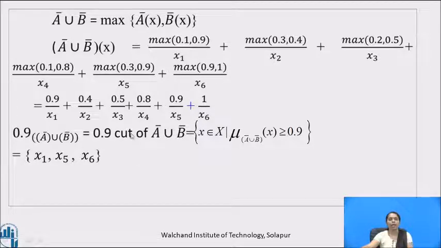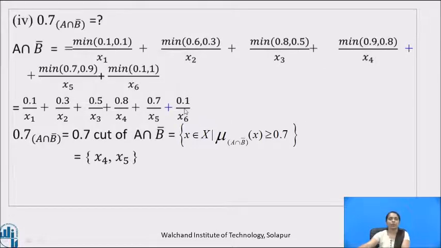Therefore, 0.9 cutoff A bar union B bar is equal to the set of small x belongs to capital X such that mu of A bar union B bar at X is greater than or equal to 0.9, which is the set corresponding to the grades greater than or equal to 0.9, that is x1, then x5 and x6. Now, let us calculate 0.7 cutoff A intersection B bar.